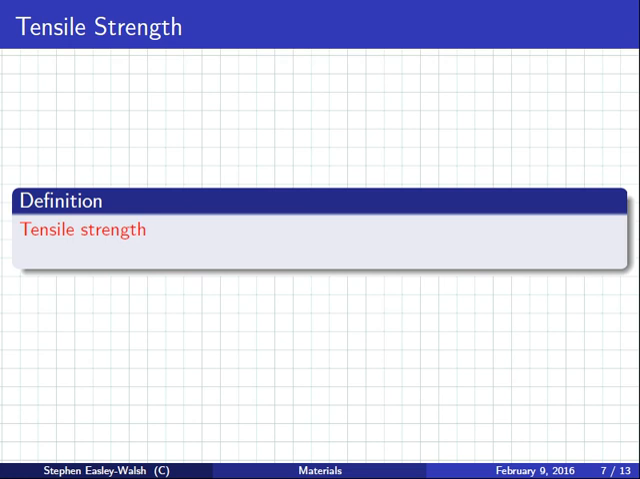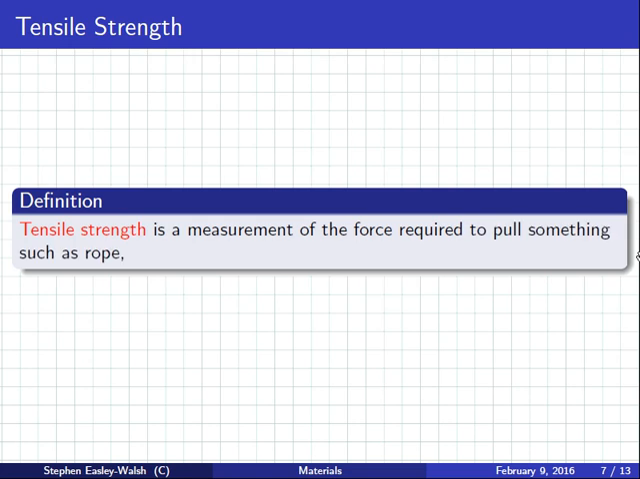You know something? You have that completely wrong. It's actually the force you need to break it. So tensile strength is a measurement of the force required to pull something such as a rope, wire, or structural beam to a point where it breaks. So in other words, it's the breaking force.